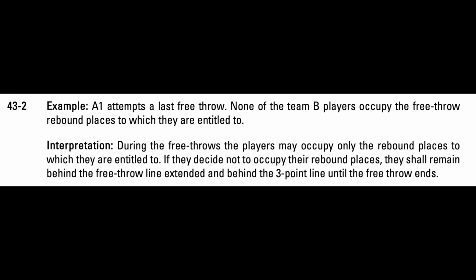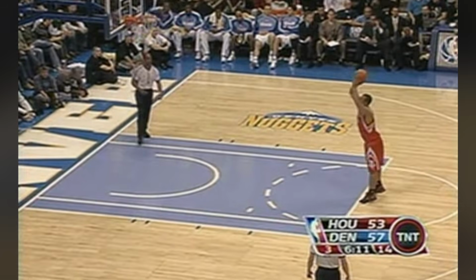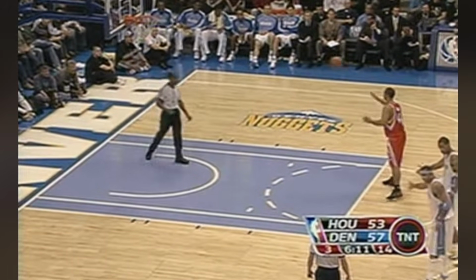Now, the two interpretations will probably cover some people's questions about different scenarios that could occur. One of them is A1 attempts the last free throw. None of the Team B players occupy the free throw rebound places to which they're entitled. Well, that's fine. During the free throws, the players may occupy only the rebound places to which they're entitled.